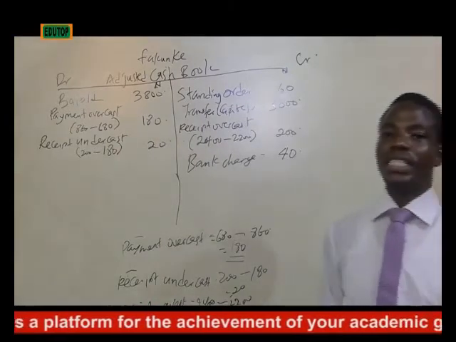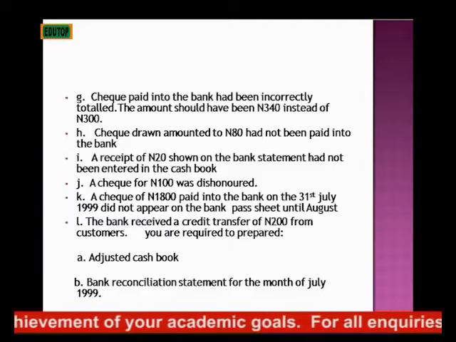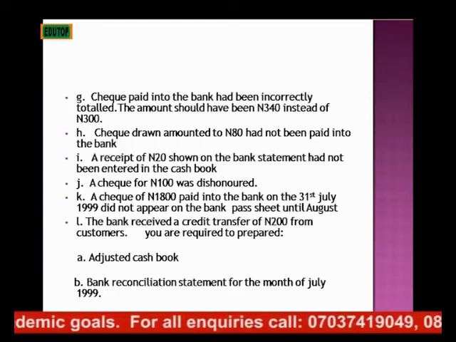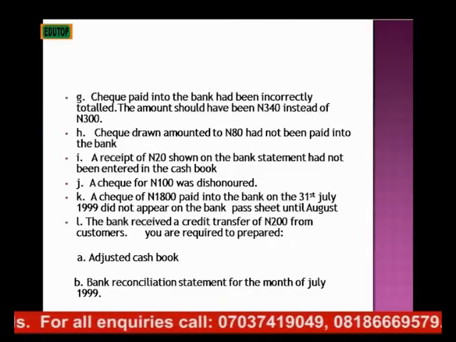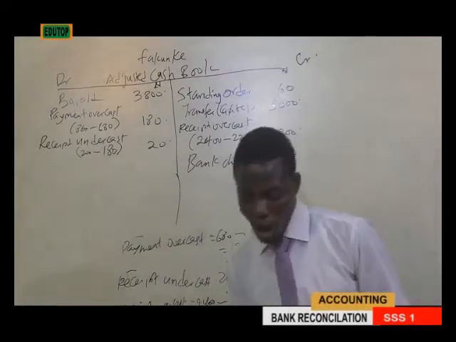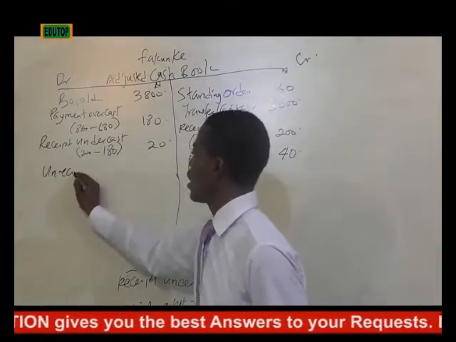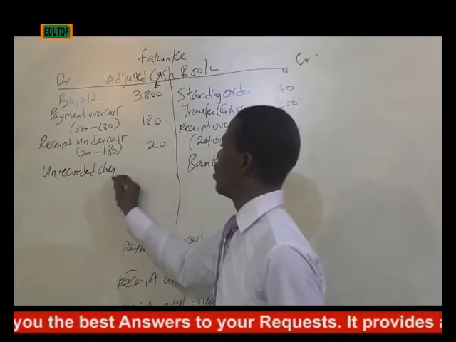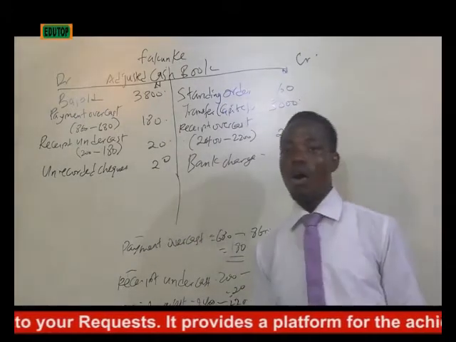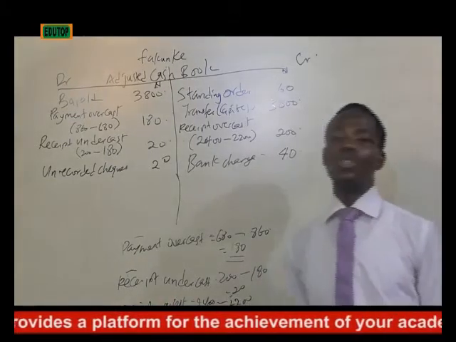Then J said a receipt of 20 naira shown in the bank statement has not been entered in the cash book. A receipt on the bank statement: your bank received 20 naira, and you have not been notified that they received 20 naira on your behalf. So what you just write here is the unrecorded check. Unrecorded check, and that one is 20 naira. It is where the bank has received the check, but you have not been notified at the end of the day.